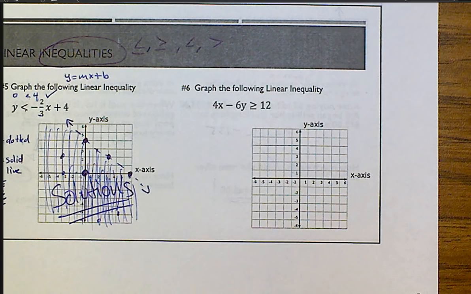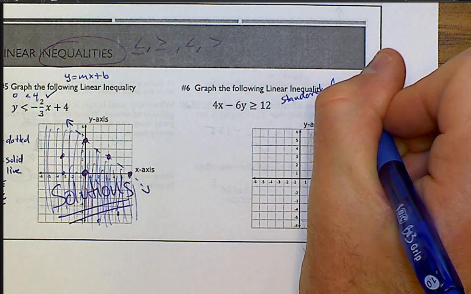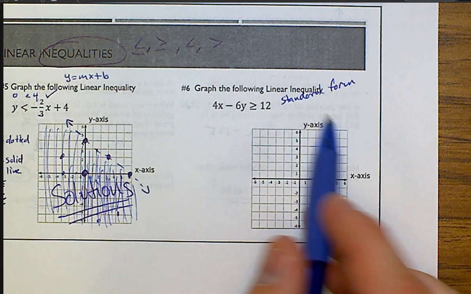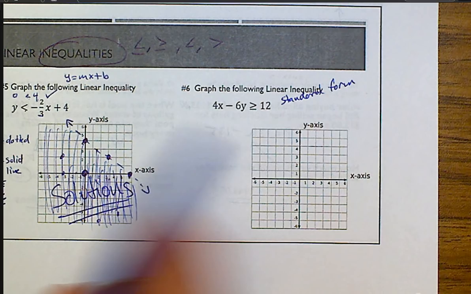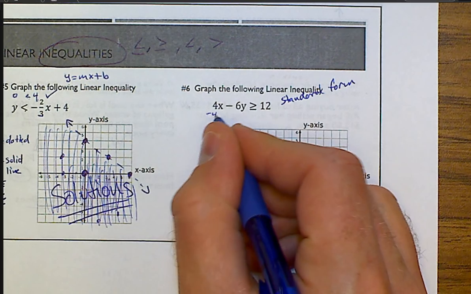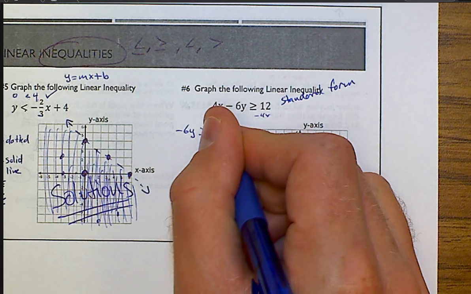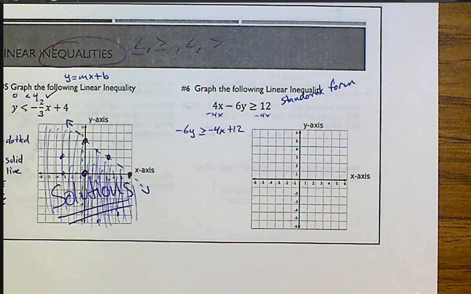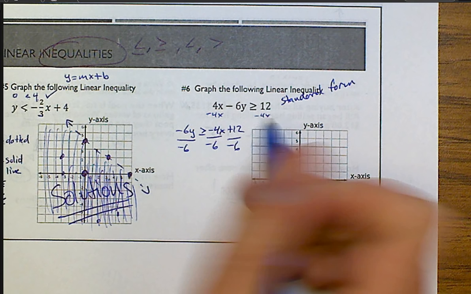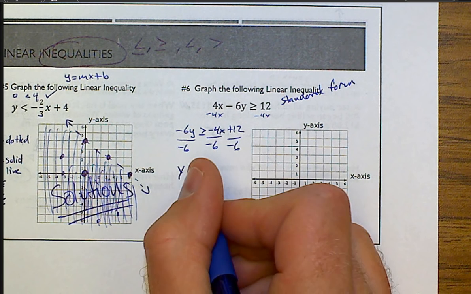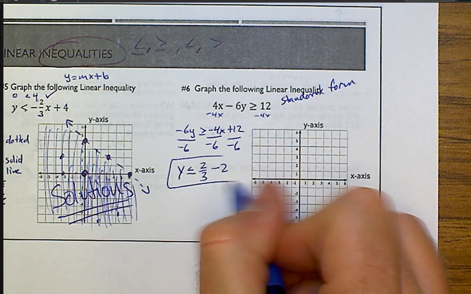All right, so this is in standard form. And we use standard form for a variety of reasons in algebra. For now, what I would probably do is solve for y. Put this in y equals mx plus b form. So I would subtract 4x. I get negative 6y is greater than or equal to negative 4x plus 12. And I'm going to divide everything by negative 6. When I divide by a negative, what happens to my symbol? It needs to flip. And so I get 2/3 positive, and this becomes a negative 2. So I get something that looks like that.